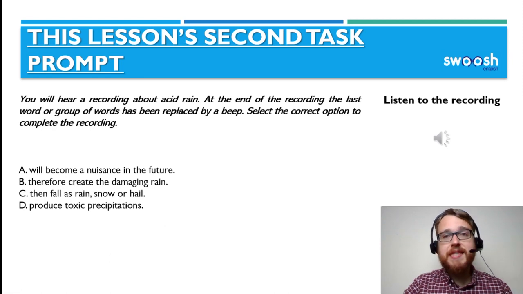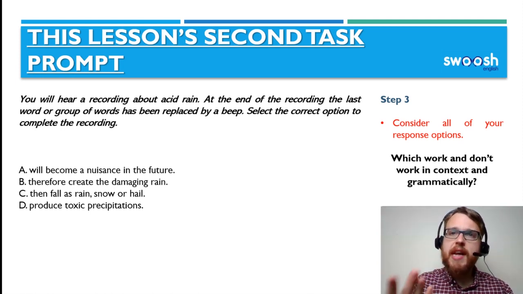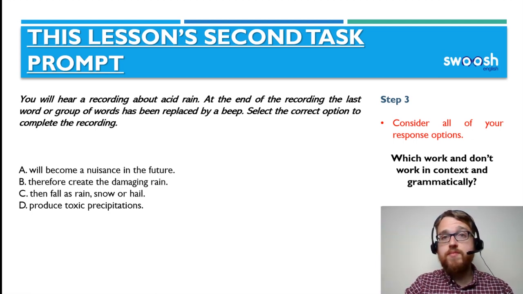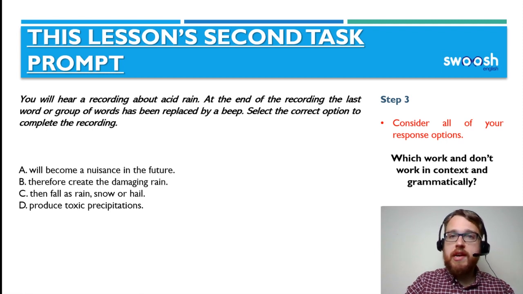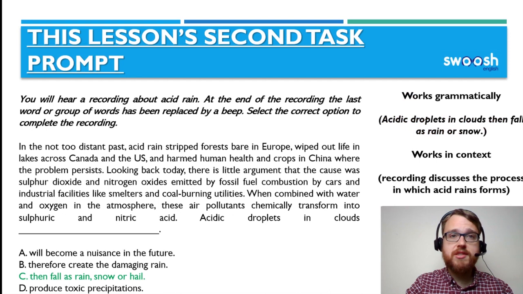That's the listening. Let's move on to our third step. The third step is to consider your response options. Have a look at what notes you've taken down mentally, compare them to the answers, and think about which work and don't work, both in context and grammatically. So pause the video and select your correct answer. Remember, you have about 30 to 60 seconds after listening is done to pick your answer. Once you've chosen it, because you've assessed those previous things, see if you can decide on your answer, and then we'll move forward into our analysis.